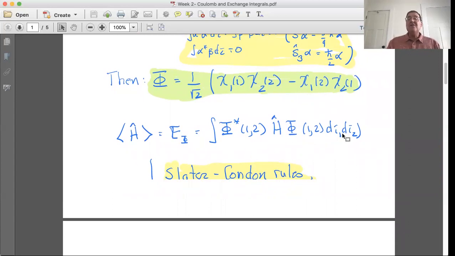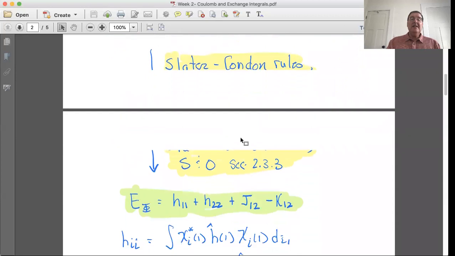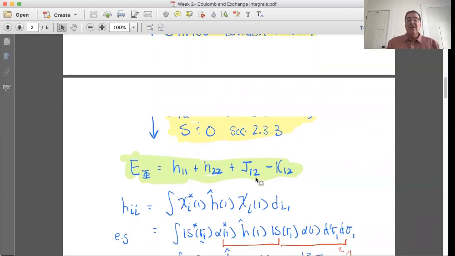All right, so I have to evaluate this. And if you look in Szabo and Ostlund, section 2.3.3, there's a set of rules there called the Slater-Condon rules that show you how to evaluate it. I would be happy to work with anybody who's interested in it, but doing it in this video format would be more than lethal. So I'm just going to say, here's what you get.